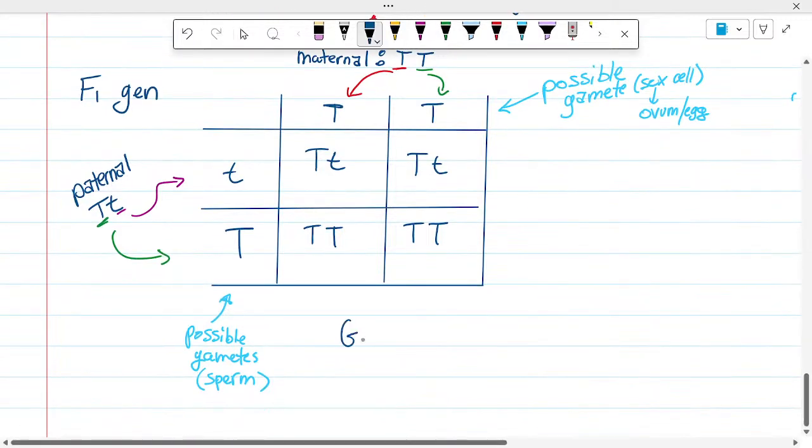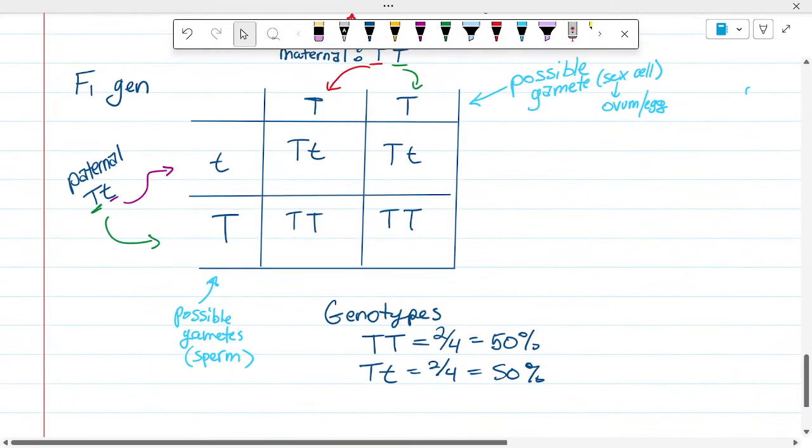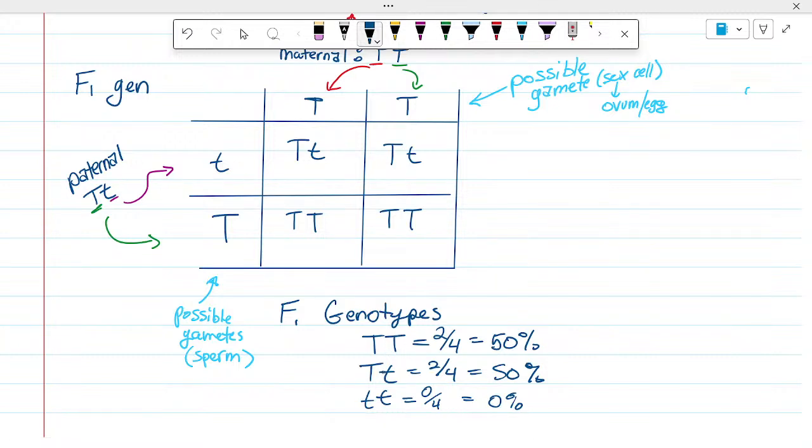So if we look at the genotypic frequencies, I'll write it out. Genotypes. In this case, we have big T at what percentage? 2 out of 4, which is 50%. Very good. And the other genotype we see is big T, little t at 2 out of 4, which is 50%. And what genotype do we not even see here, but is theoretically possible? Little t, and that is none of them, which is 0%. So the F1 genotypes in this case are 50% homozygous dominant and 50% heterozygous.